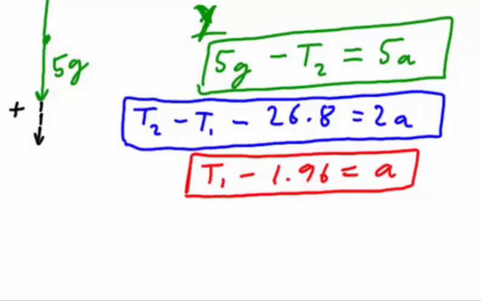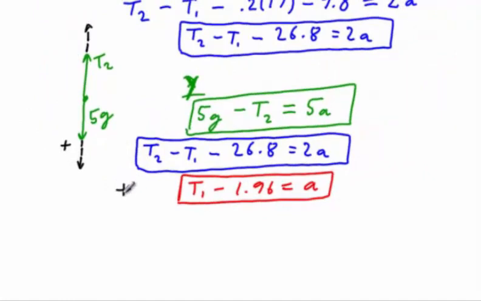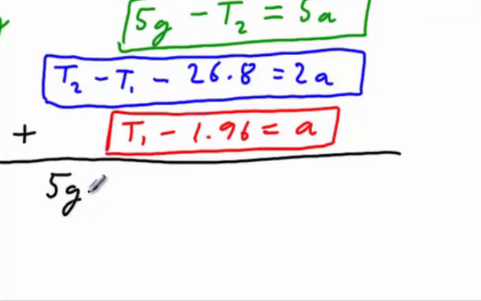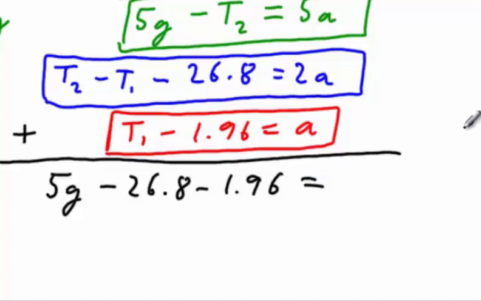Now, because of this fact that each tension appears once with a plus and once with a minus sign, there's a beautiful piece of algebra that can be used to eliminate the tension from all three equations. We simply add them up, total the left-hand side, total the right-hand side, and the tensions will cancel in the process, leaving us with only the following terms. 5g minus 26.8 minus 1.96 equals 5 plus 2 plus 1 is going to be 8a.